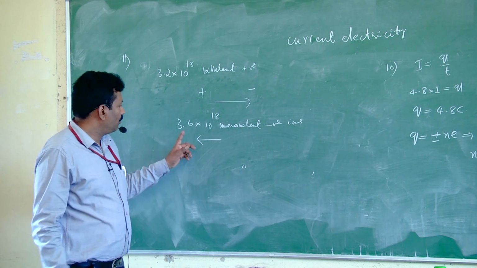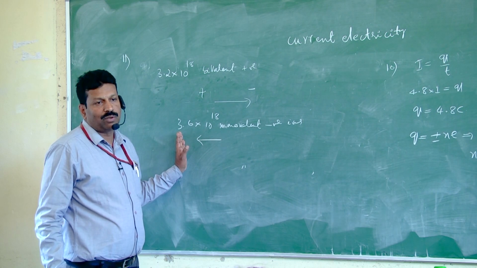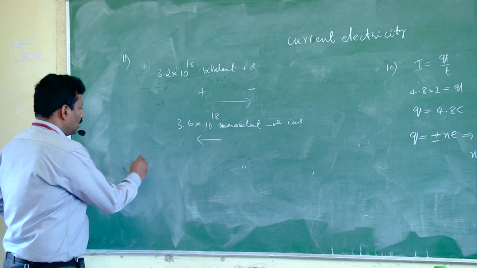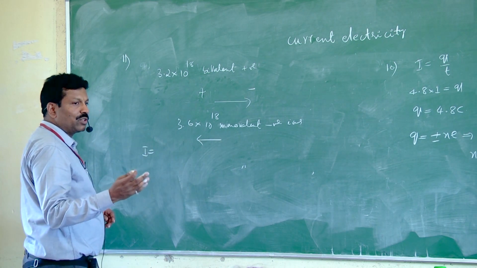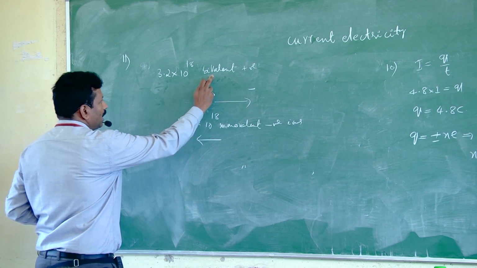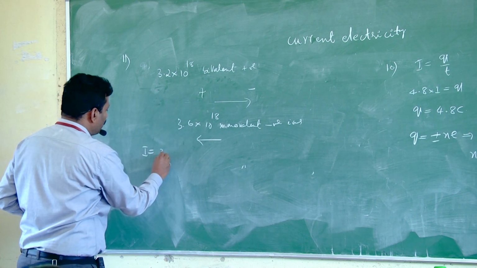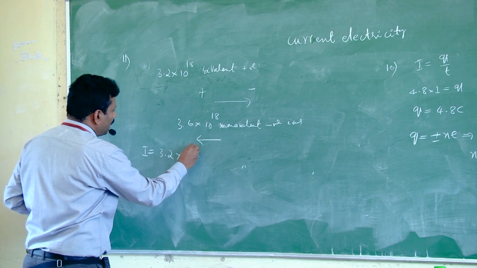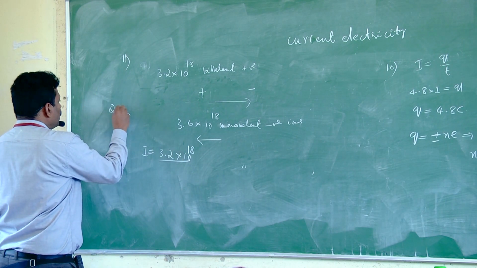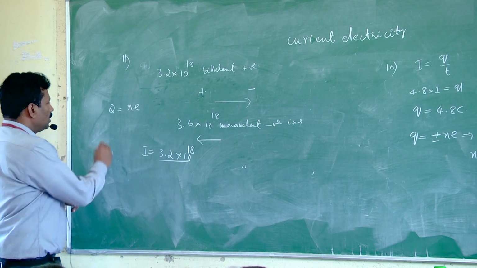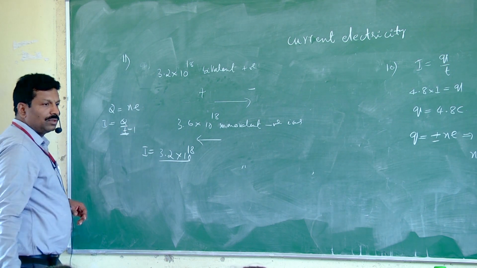Plus, we have 3.6 into 10 to the power of 18 monovalent negative ions moving. So the current here: current is basically the number of electrons moving per second. Here they have given bivalent, so the charge of that is twice. So Q is equal to N into E. Correct? So I is equal to Q by T. T is always 1 second.